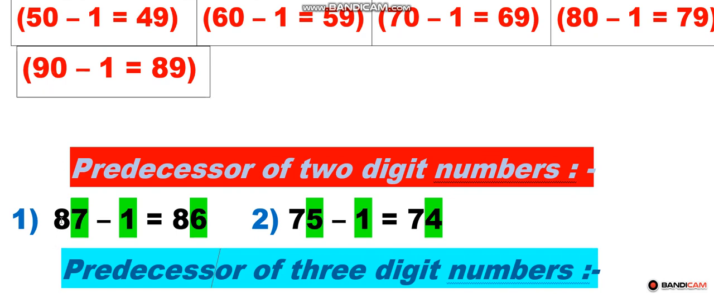Now, here you see units place digit. 87: here units place digit is 7. Can you subtract 1 from 7? Yes, we can subtract. So 7 minus 1, 6. So predecessor of 87 is 87 minus 1, that equals 86. Now predecessor of 75. Here units place digit is 5. You subtract 1 from 5. Can you subtract? Yes. Open 5 fingers, cut 1 finger. You get 4 left. So predecessor of 75 is 75 minus 1, that equals 74.